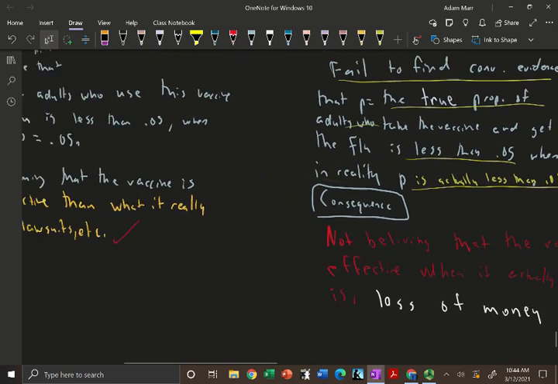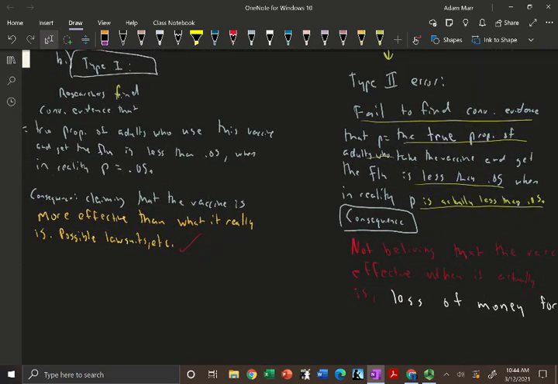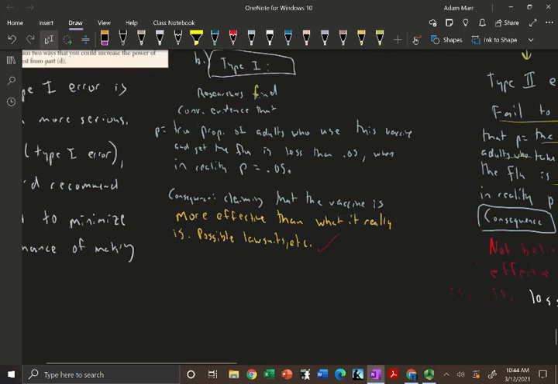Okay, so if you look at this, type 1 is actually much more serious. Lawsuits could be billions and billions of dollars, with people thinking that it's good. With the type 2 error, they're just going to have to redo something about the vaccine. That's a loss of some money, but not as serious as what lawsuits could be.